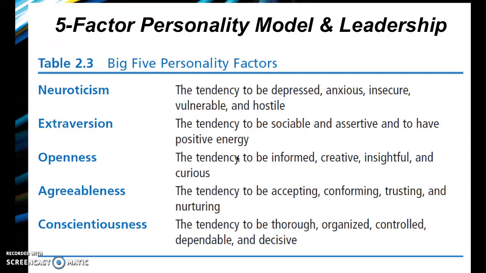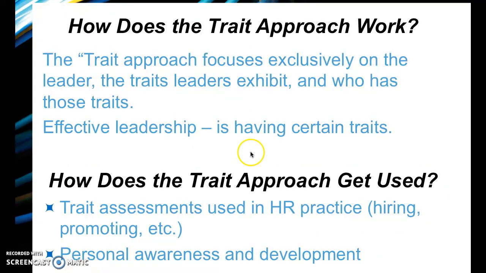So that is the trait approach, and the way it works is it focuses exclusively on the leader and the traits the leaders exhibit and who has those traits. And effective leadership is having certain traits that allows you to be effective in certain contexts. And it's not really about the follower or the context or even always what the leader is doing, but what makes that leader effective is, by necessity, they have certain personality traits.